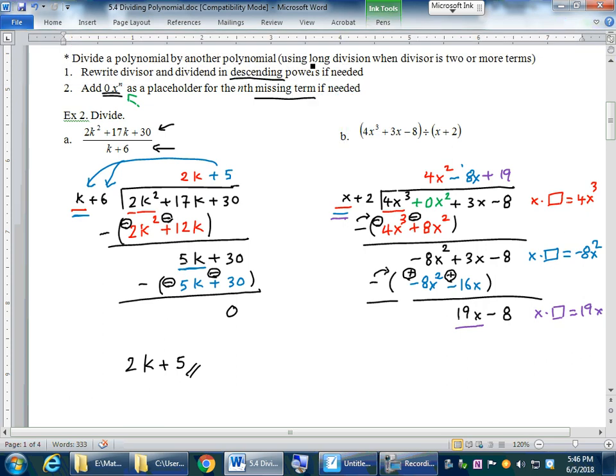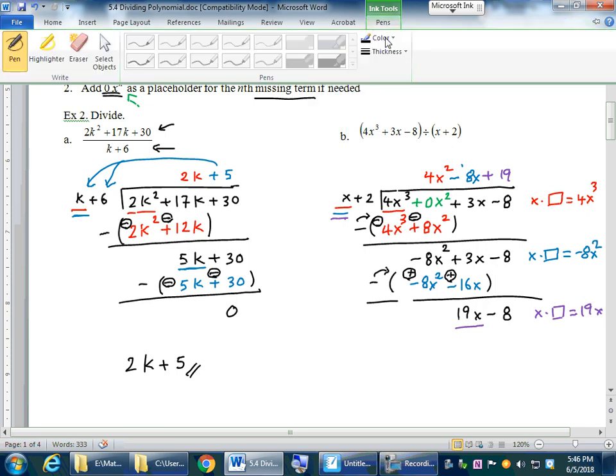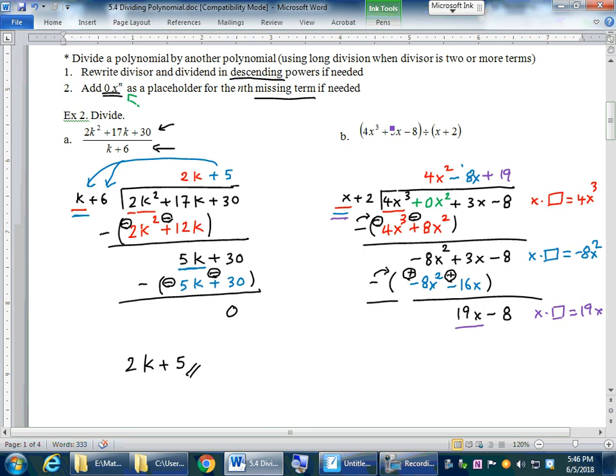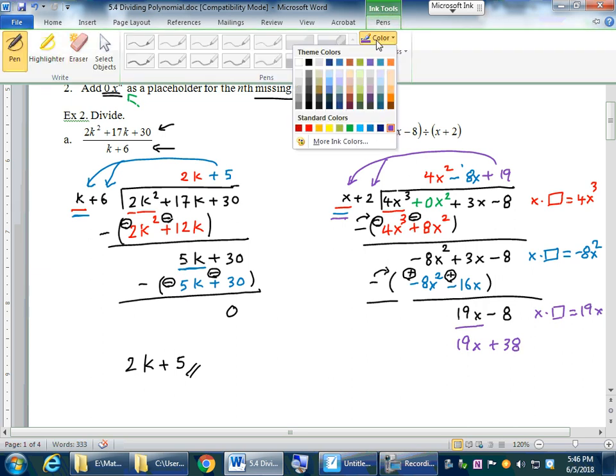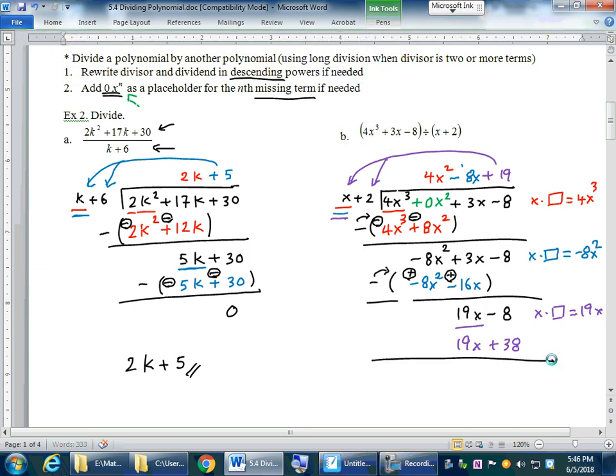Sorry about the technical issue. So finally, when I distribute this 19 to both of the terms, that will become 19x plus 38. And then we're going to be subtracting these terms together. So we distribute it, so negative times positive is negative, negative times positive is negative. So 19x minus 19x will be 0, negative 8 minus 38 will become negative 46.